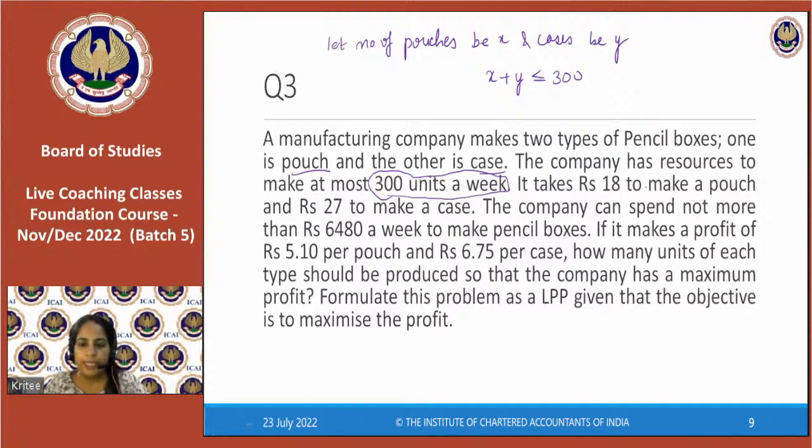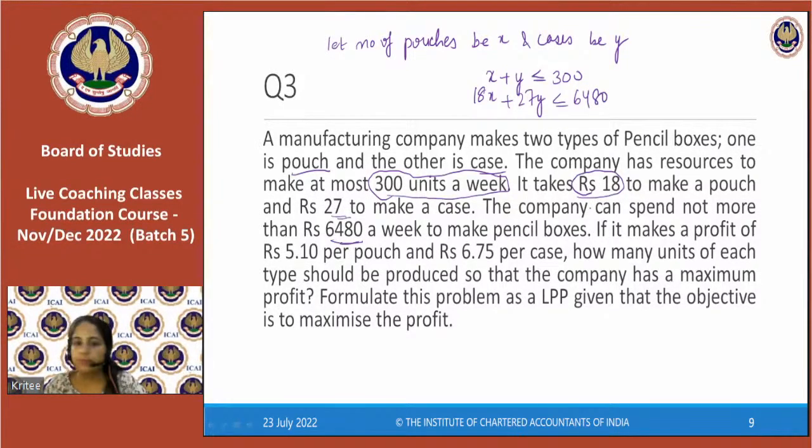It takes 18 rupees to make a pouch and 27 rupees to make a case. So the cost of one pouch is 18 rupees. So for X pouches, I'm spending 18X. Cost of one case is 27. So for Y cases, I spend 27Y. And the total that I can spend in a week is only 6480. So I will be spending less than or equal to 6480.